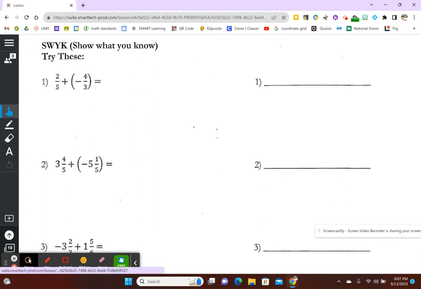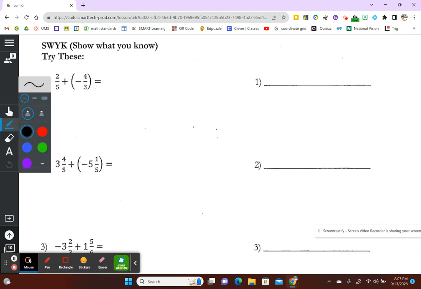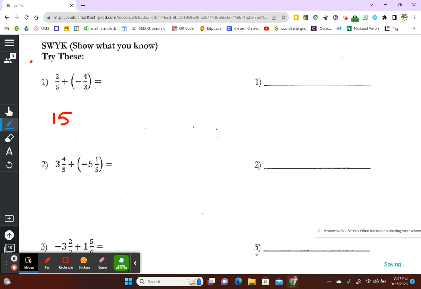So for number 1, when you are adding fractions, you obviously need to have a common denominator. So the first thing I'm going to do is rewrite both of these fractions to have a common denominator. Their common denominator is going to be 15. 5 goes into 15 3 times. 3 times 2 is 6. And for this one, 3 goes into 15 5 times. And 5 times negative 4 is negative 20.